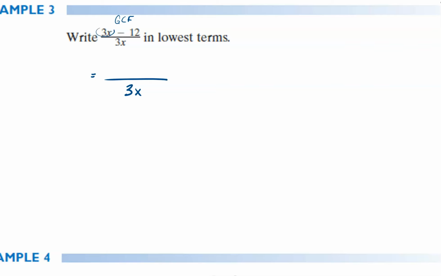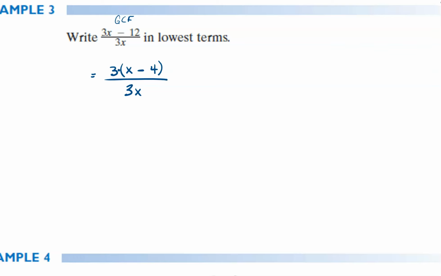What number can divide both 3x and 12? Well, as it turns out, it's the number 3. So if we factor out the number 3, we're left with an x in this first term. And if we factor out a 3, we're left with 4 in the second term. And there was a subtraction sign to separate those two terms. So we'll call this 3 times the quantity of x minus 4.